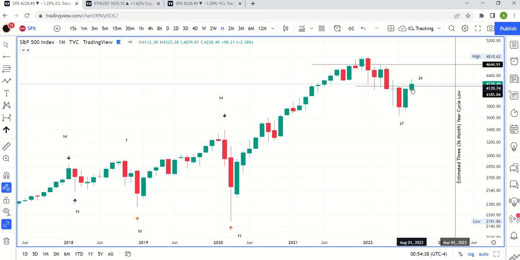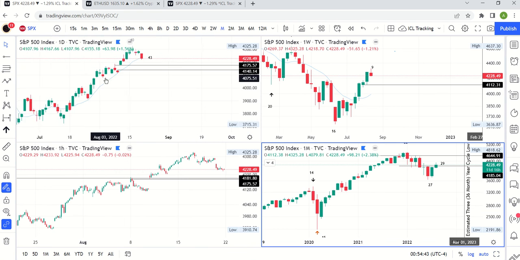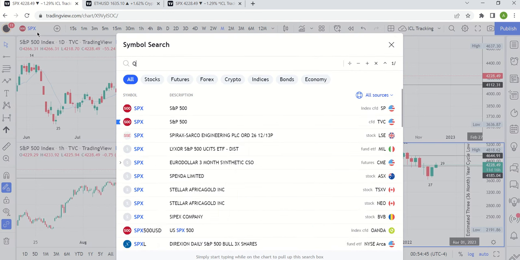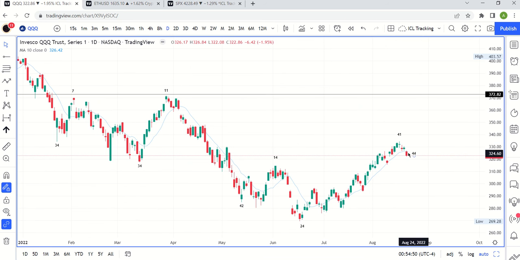Now we have to see which side we sway. That's the S&P, and it's basically the same picture for the other indices, although the counts are different. So the daily count is slightly different. For the Qs, we're on day 44 Friday versus 43 for the S&P, and our top was on day 41. But it's the same kind of idea where the daily cycle high has been put in, and we're now descending into our daily cycle low.